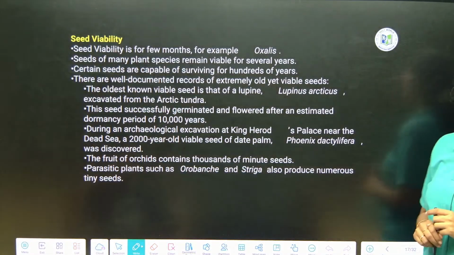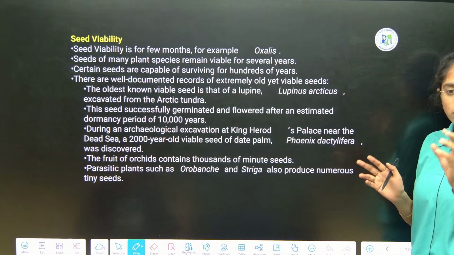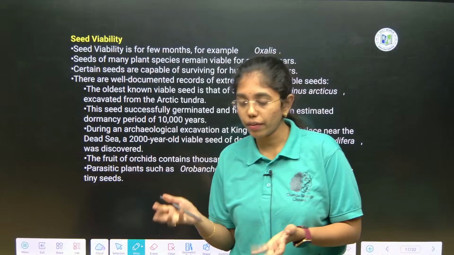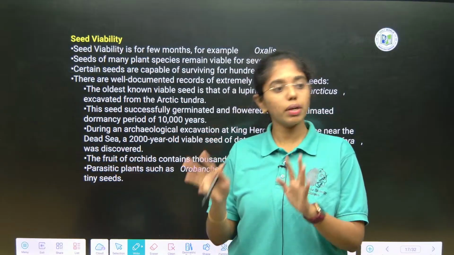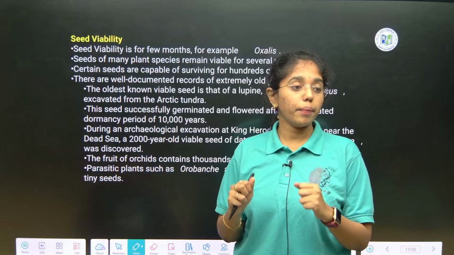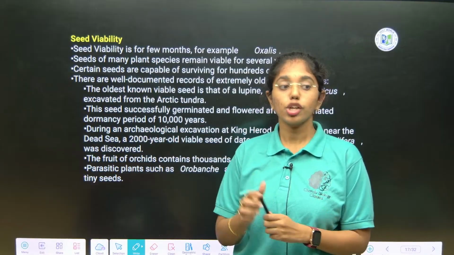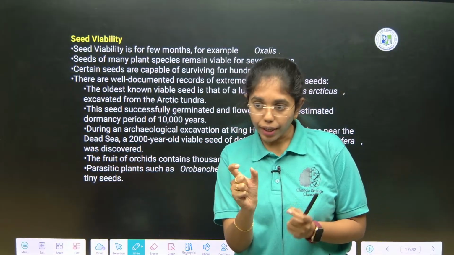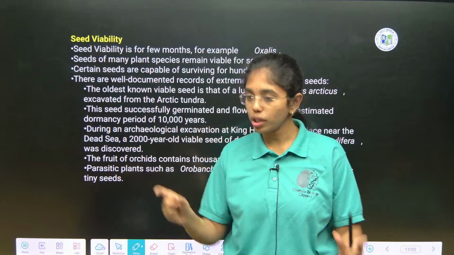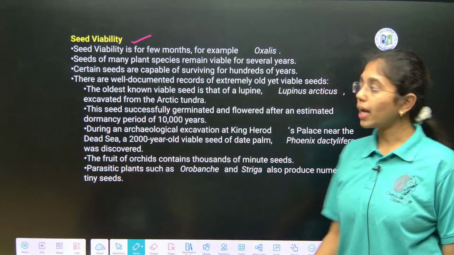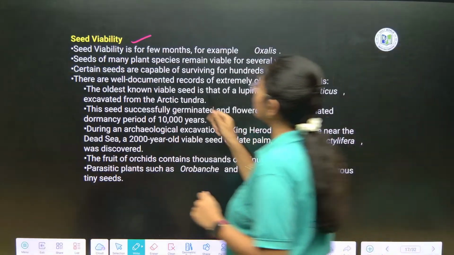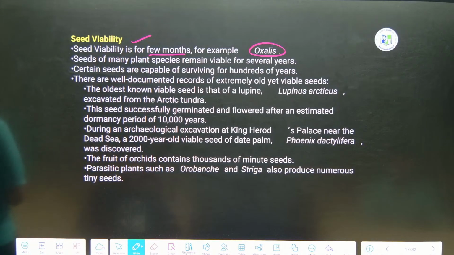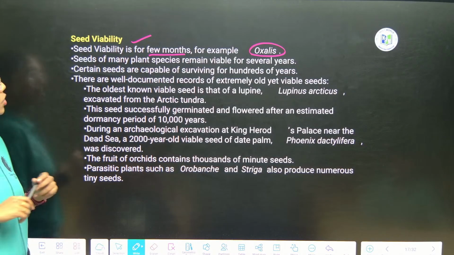Next, seed viability. Here what is important, I will tell you. A seed, after formation till the time of germination, should live, right? Both in favorable conditions and in unfavorable conditions it should live, overcoming all the external and internal barriers, so it should be able to germinate accordingly. So the time period from seed formation to seed germination is known as seed viability. It can be a few months, as you will see in oxalis. In oxalis it is for a few months.